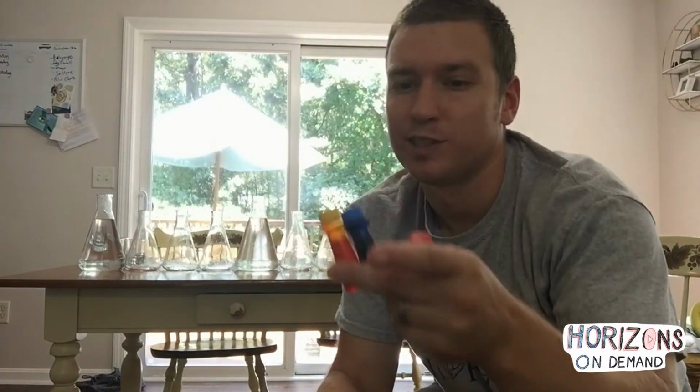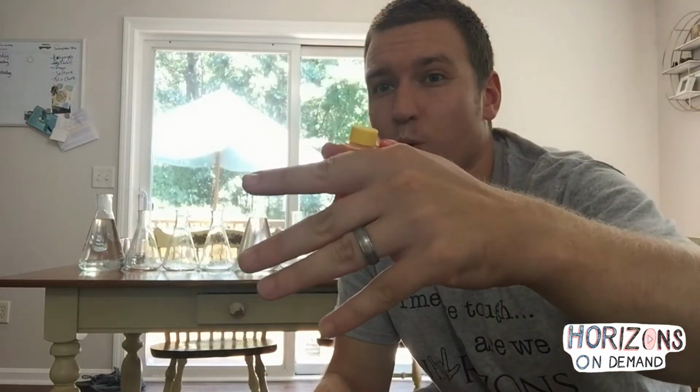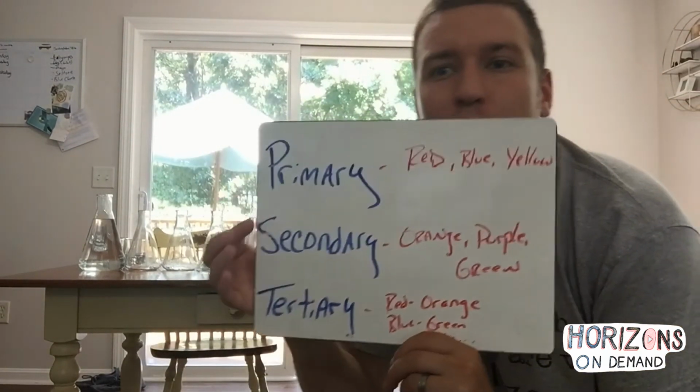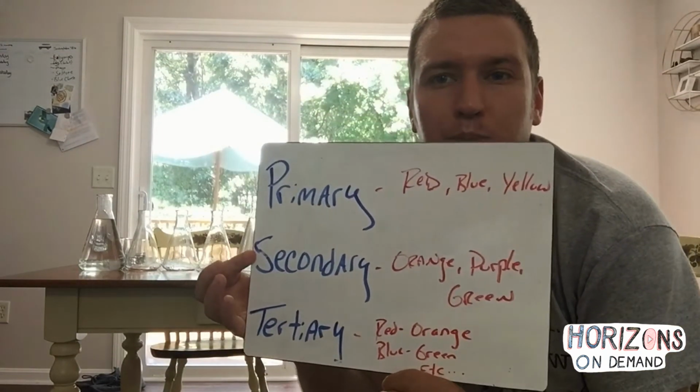So for instance, if you combined red and blue, what color do you get? If you said purple, correct. What about blue and yellow? Green, you got it. How about red and yellow? Orange. Yes, indeed. So those would be our secondaries: purple, green, and orange.